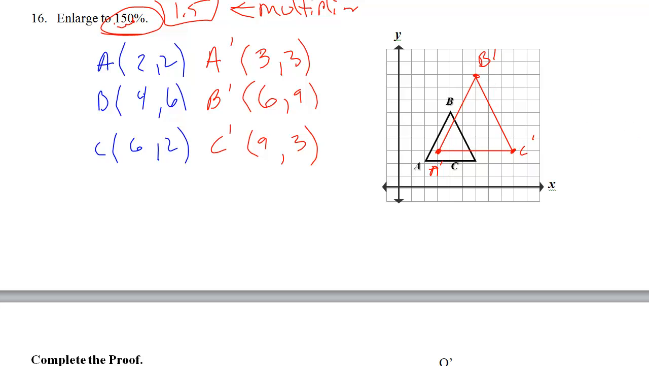Dilated 150%. It's bigger than 100 or bigger than 1, so I knew it was an enlargement. And it tells me right there. And to change percent to a decimal, I just move it 2 places to the left.